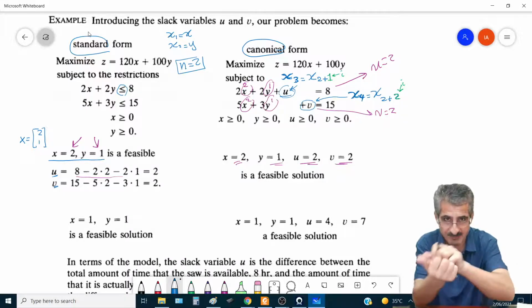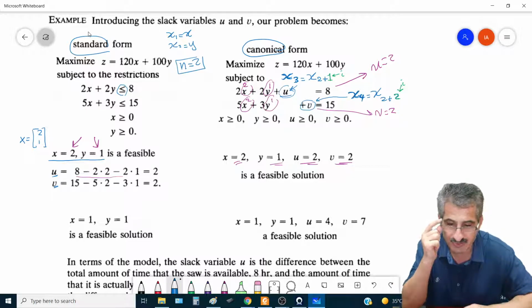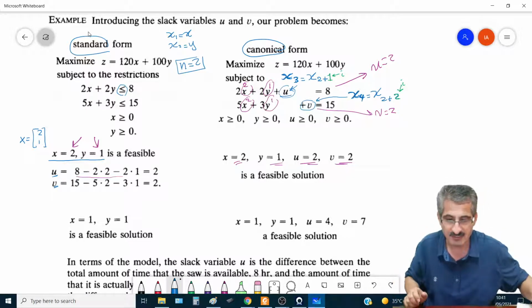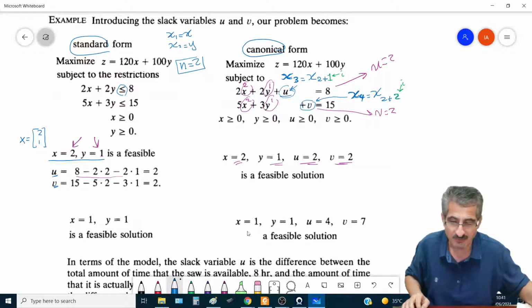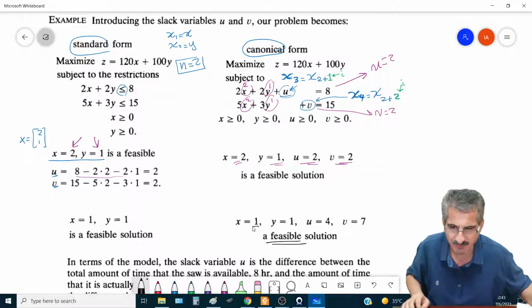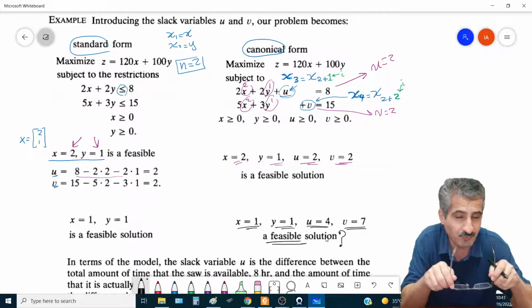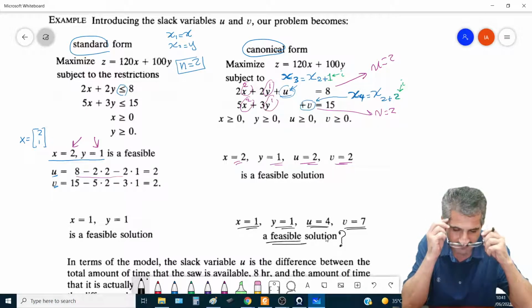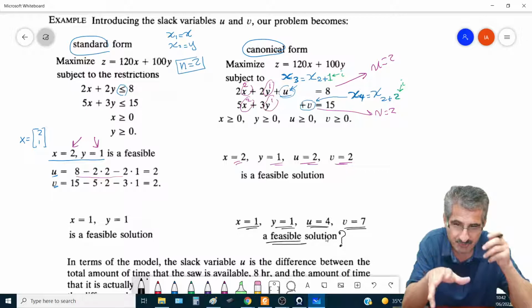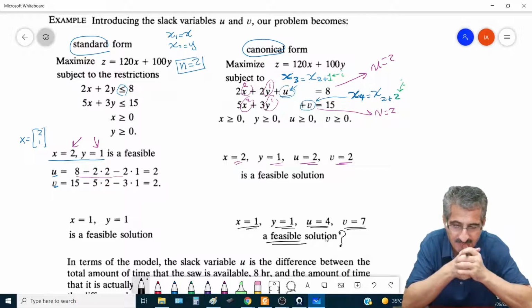Now let's do the opposite. Let us take a feasible solution of the canonical form. So this is a feasible solution of the canonical form: x equals 1, y equals 1, u equals 4 and v equals 4. Is it really a feasible solution for the canonical form? Check it out as we have already seen. Make sure it is indeed a feasible solution.